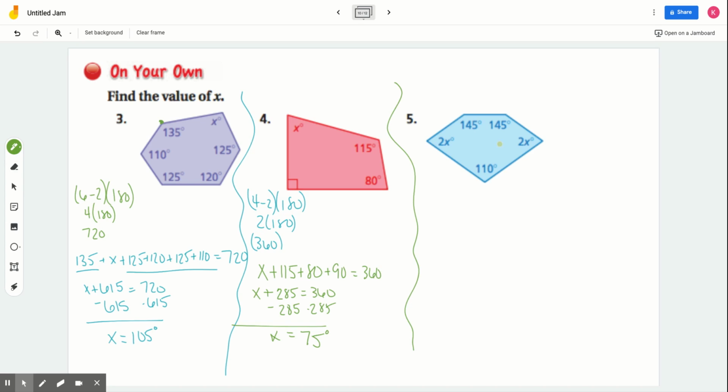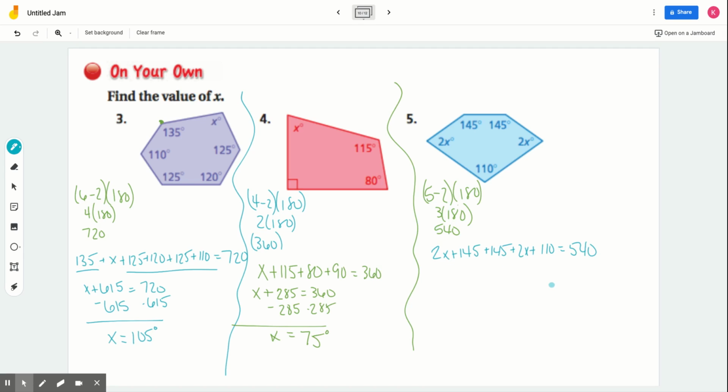Now, taking a look at number 5, 1, 2, 3, 4, 5 sides. So go ahead and find the number of degrees taken up by those interior angles. All right, I have finished that. 5 take away 2 is 3. 3 times 180 is 540.